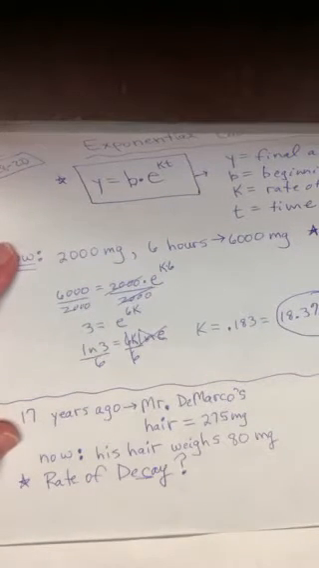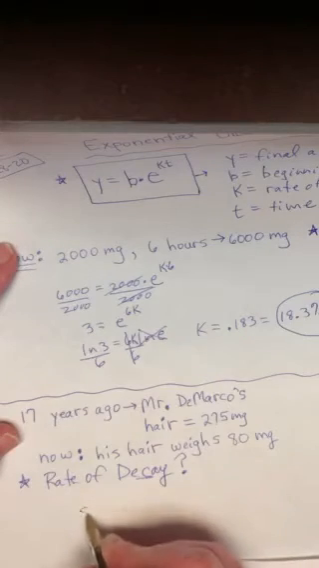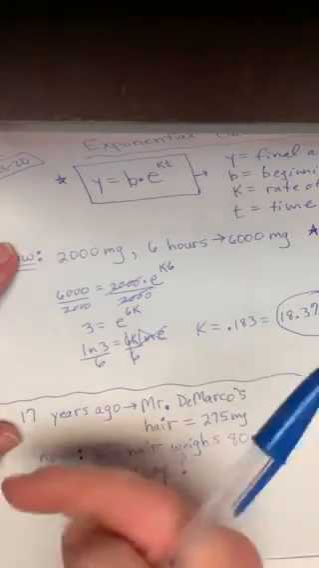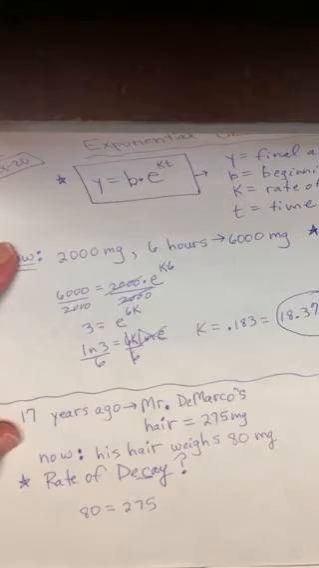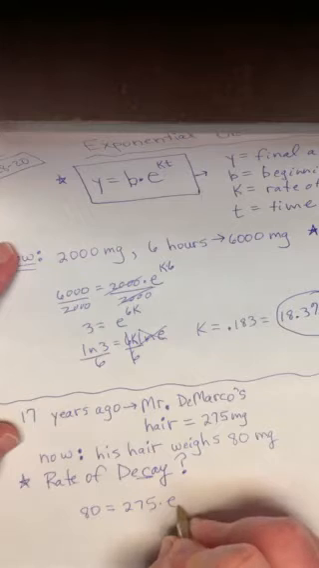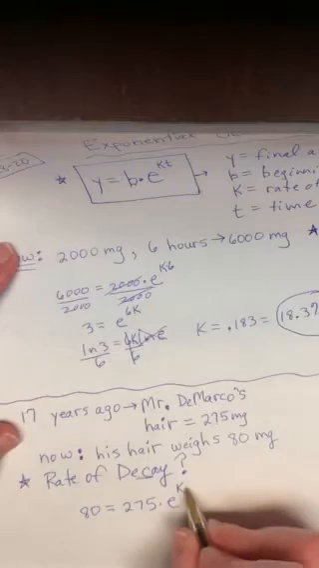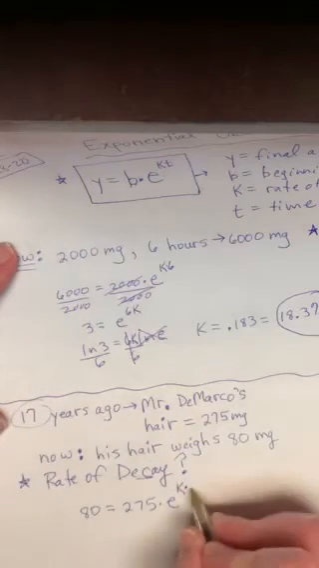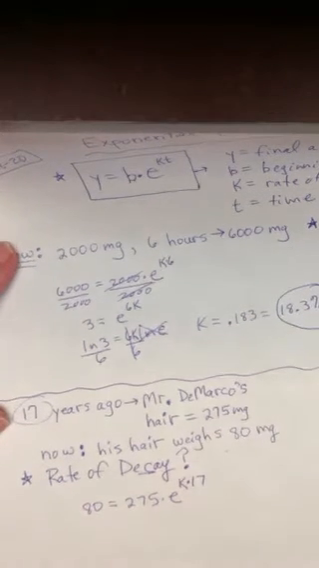So back to using our formula. Y, the final amount, is actually how much hair he has now, right? 80 equals the beginning amount of hair 17 years ago, 275 milligrams, times e to the, I don't know the growth rate, do I? That's my unknown k. And time was what, 17 years. I'm going to put 17. That just means when I label my answer, it's going to be a certain percentage per year instead of per hour. Agreed? Now, just like that last problem, don't get stuck at this point.